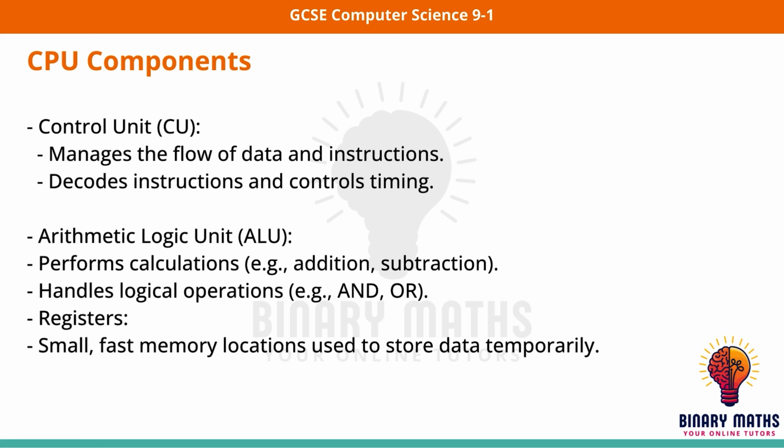Registers. These are like sticky notes for the CPU. They're small, fast memory locations that hold data temporarily while it's being processed. So the control unit manages everything. The ALU does the calculations, and the registers hold the data. Together, they make the CPU work.